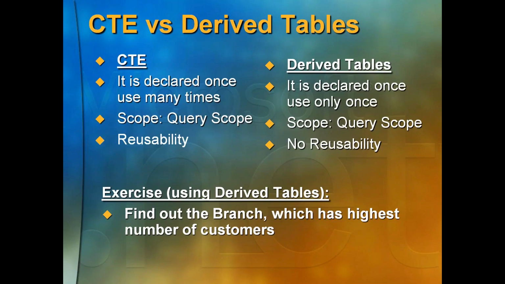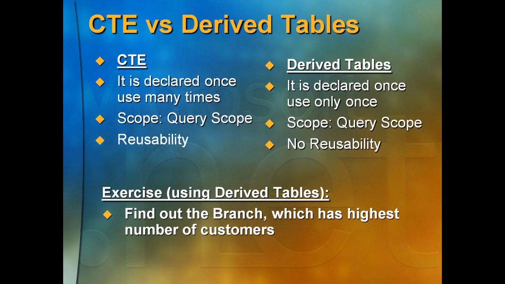Let me give you a simple example. I wanted to drink a cup of water, so I poured the water in a cup. How many times can you drink? Only once, because it is a cup of 100 ml of water. We can drink only once. So you can think of that as a derived table. We can use it only once.